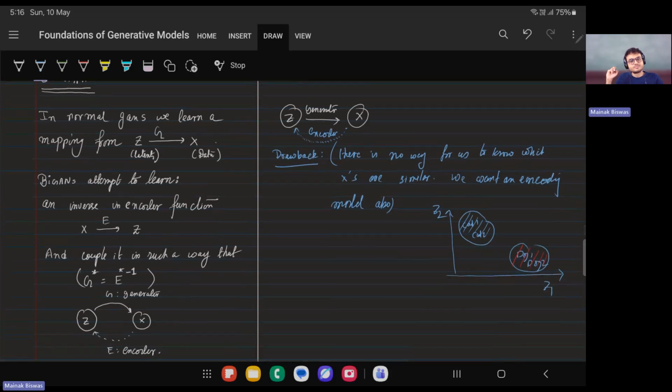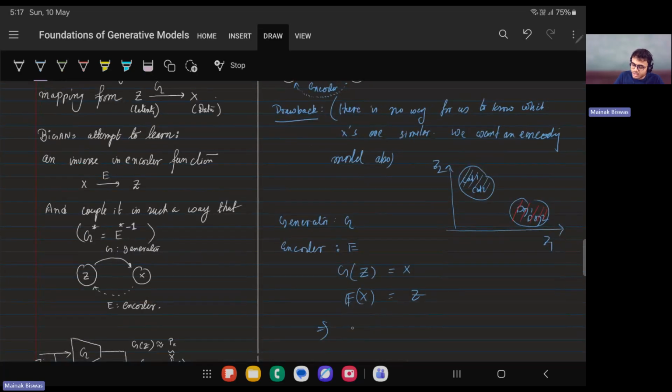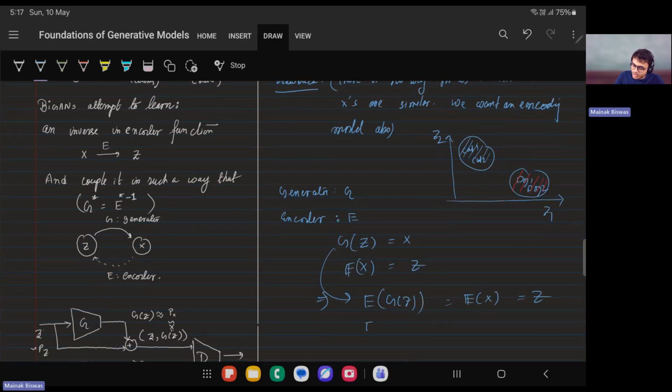So now what should I do? There's an encoder and there's a generator. Let us say the generator is G and the encoder is E. Typically I would want that G of Z should be equal to X. Similarly, I would want E of X for the same X to be equal to Z. In other words, if I take the encoder on both sides, E of G of Z should give me Z. Therefore, the encoder should be an inverse of the generator. This is what I desire.